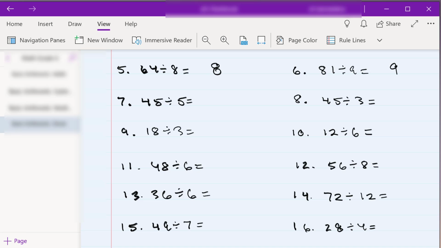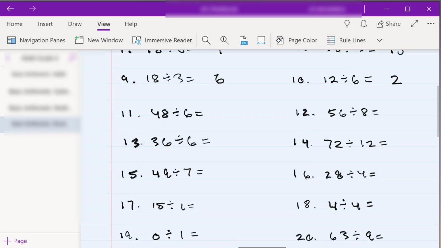45 divided by 5 is 9. 45 divided by 3 is 15. You can also think of it as 3 times 15 is 45. So 45 divided by 3 is 15. 18 divided by 3 is 6. 12 divided by 6 is 2.